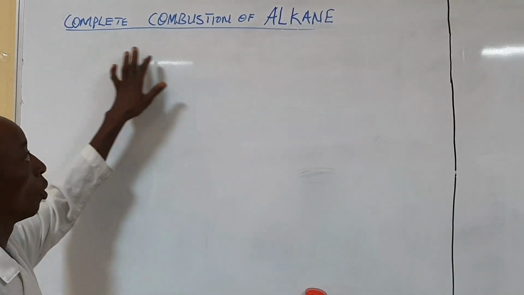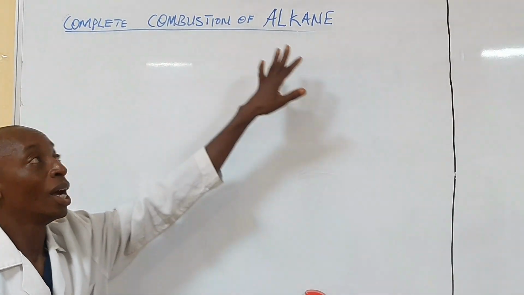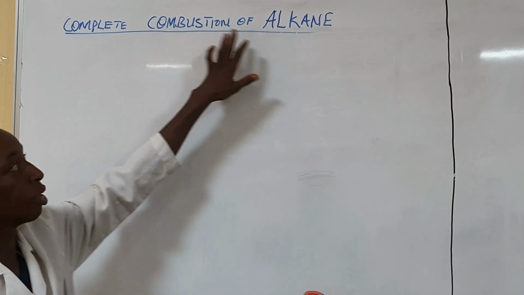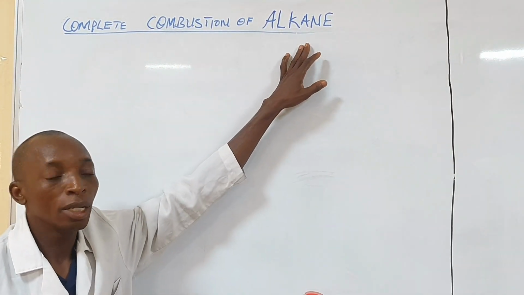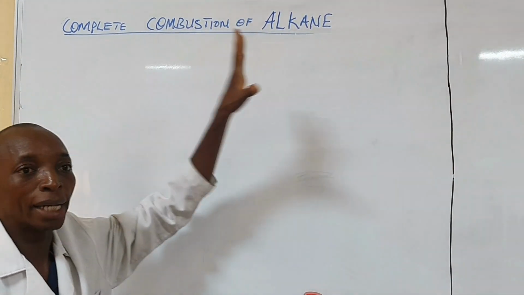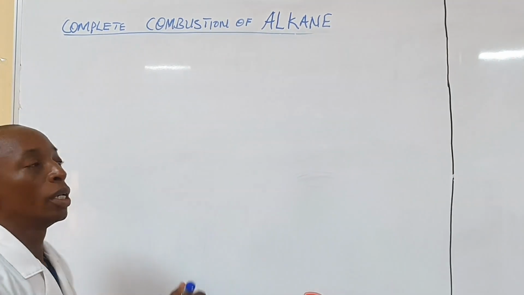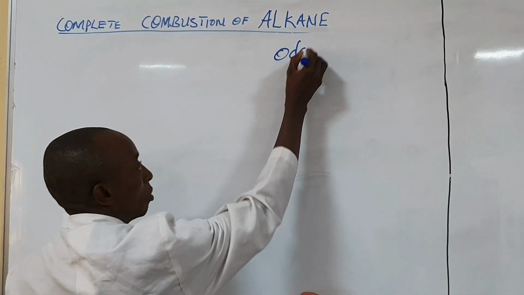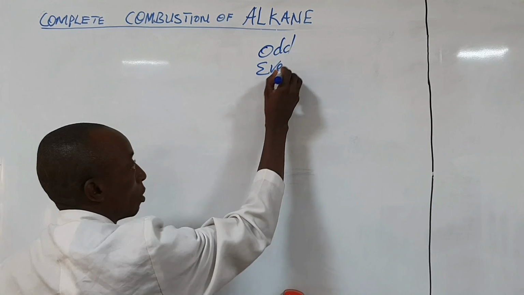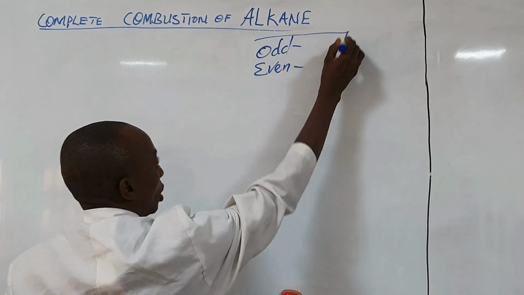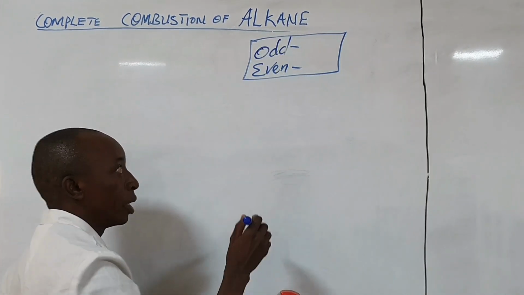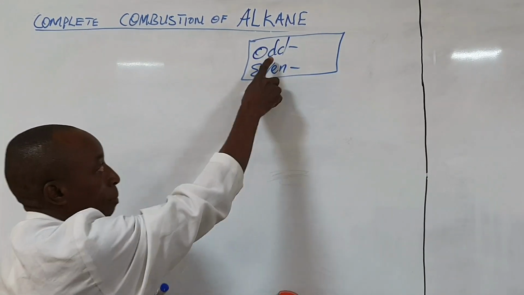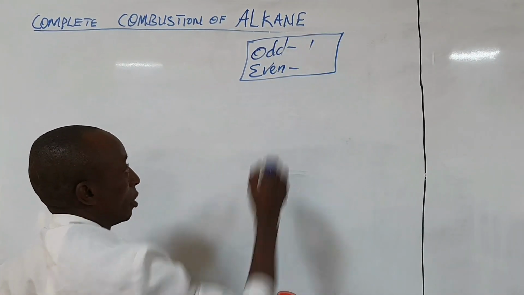In this video, we want to see how to balance complete combustion of alkane. That is, we will balance alkane with odd number of carbon and even number of carbon. Okay, let's put this one here as our check. You will understand it by and by.